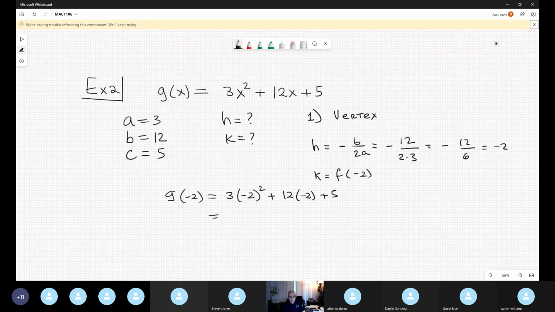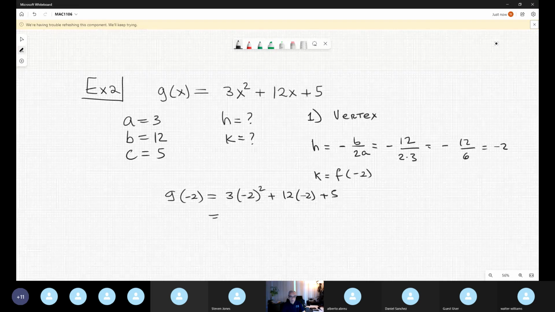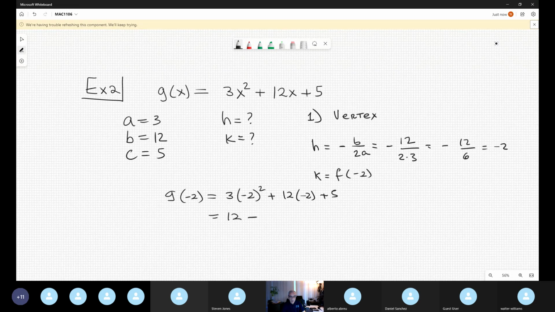Let's do it. Minus 2 squared is 4. And 4 times 3 is 12. 12 times minus 2 is minus 24. Plus 5. And 12 minus 24 is minus 12. Plus 5 is minus 7. So the k value is minus 7. Therefore, the super fantastic conclusion is my vertex is located at the point (-2, -7).